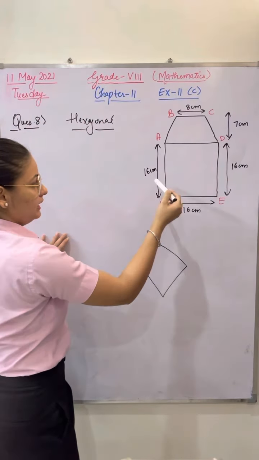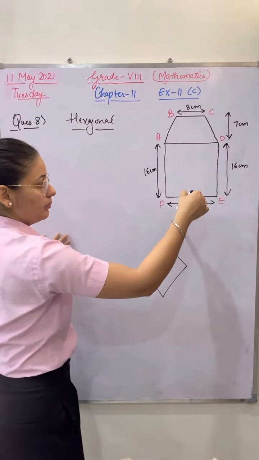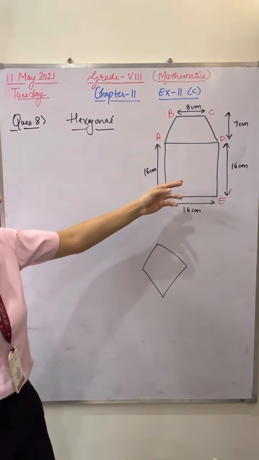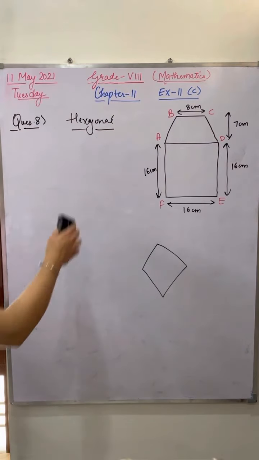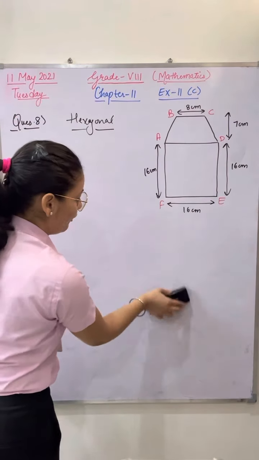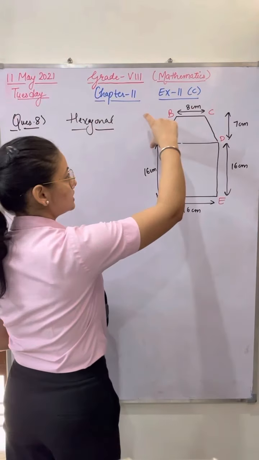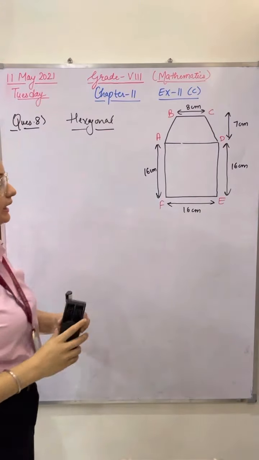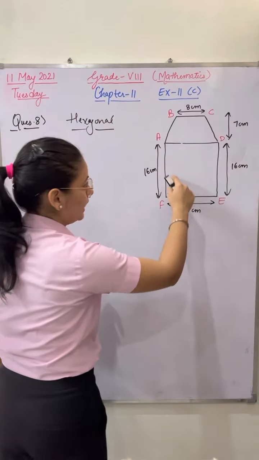You can see that 16 centimeters, all sides are the same. So you have to predict what kind of shape it will be. So it is a square. After that there is a trapezium. In a trapezium, 2 sides will be parallel to each other. These 2 are non-parallel sides. These can be anything.